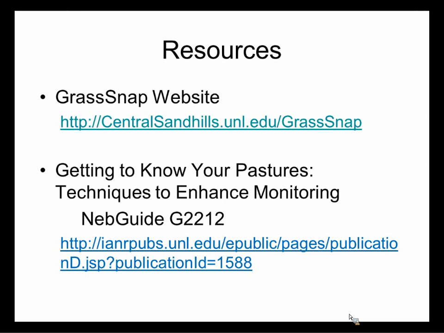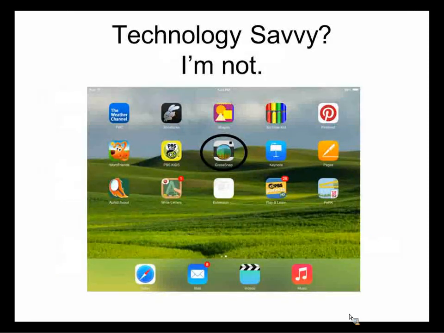The other resource that we have available is a NEB guide that Tussler, Jenkins, Valesky, and I wrote to supplement GrassSnap, and it just helps you set up monitoring and decide what you need in your monitoring system. So you can Google that. It's G2212.